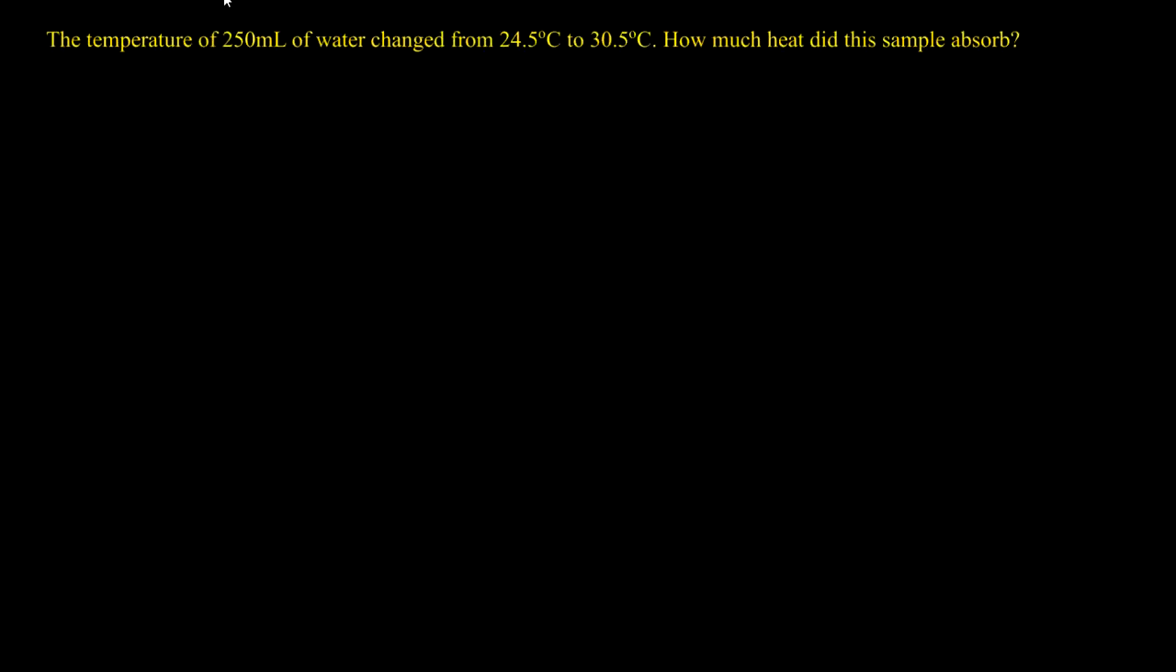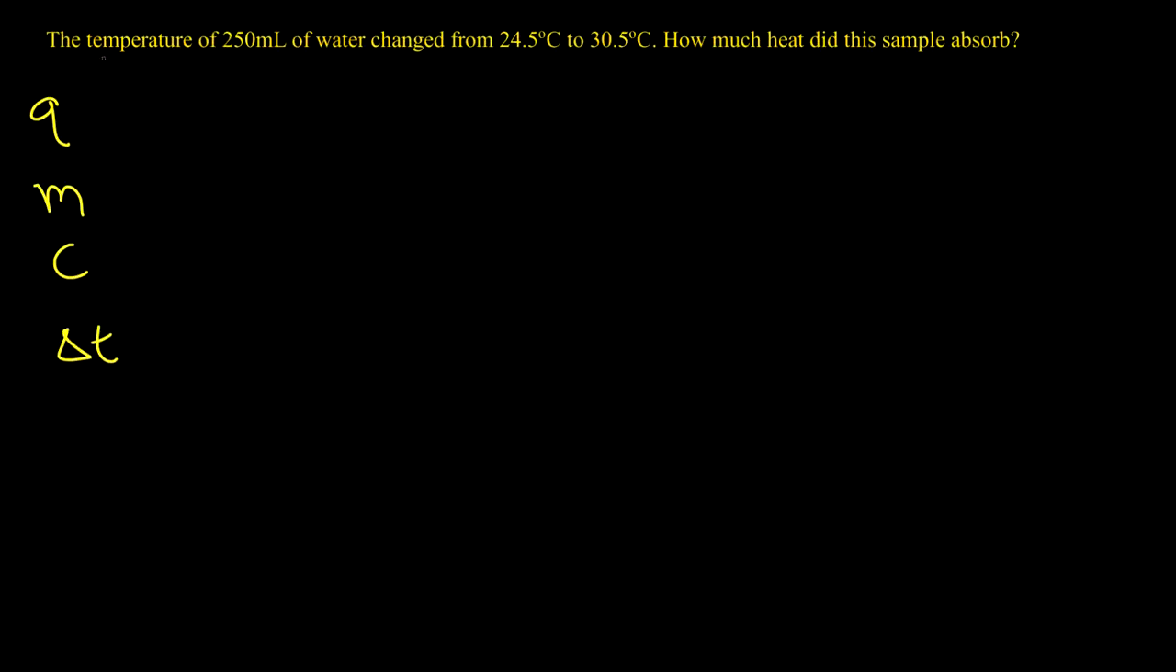So our first problem is: the temperature of 250 milliliters of water changed from 24.5 degrees Celsius to 30.5 degrees Celsius. How much heat did this sample absorb? Just like any other problem, you want to pick out your given information. Since I know I'm doing specific heat, I'm going to go ahead and set up my variables for specific heat, which are Q, M, C, and delta T.